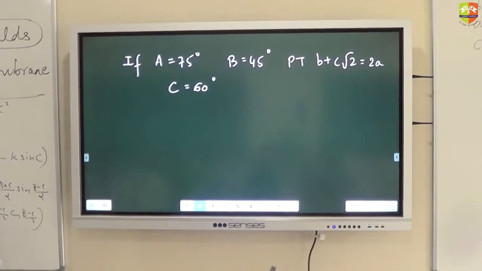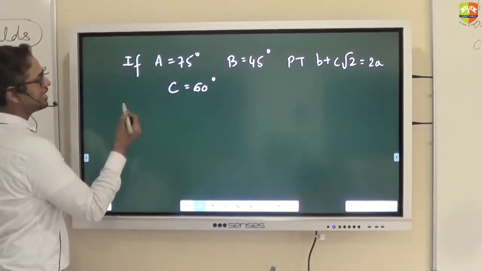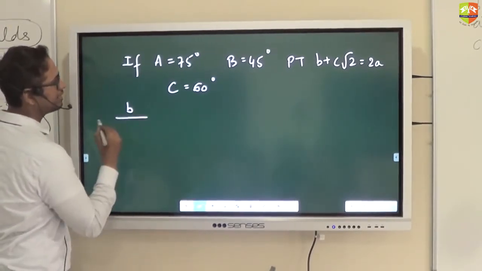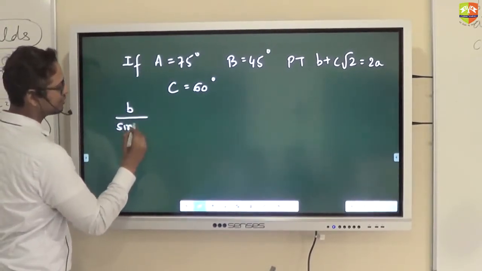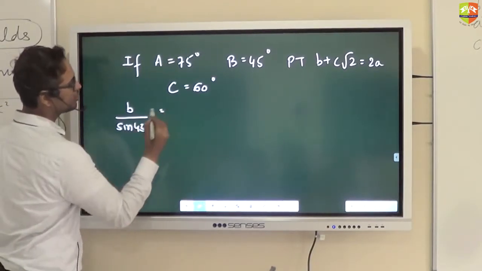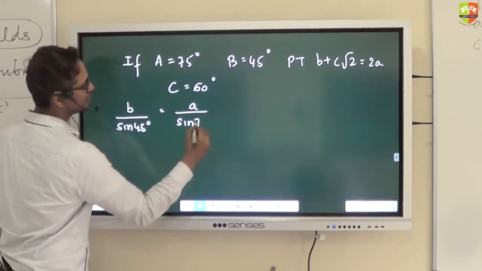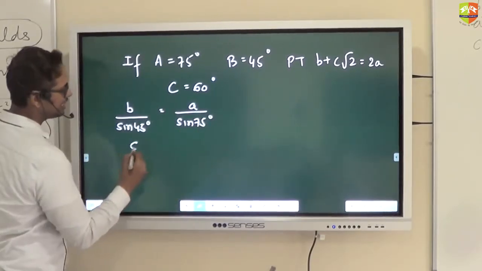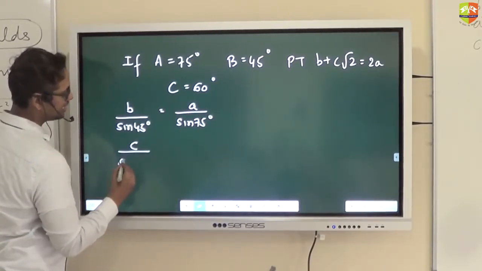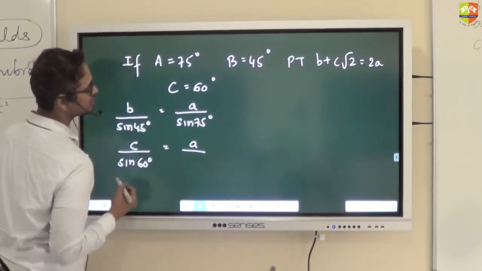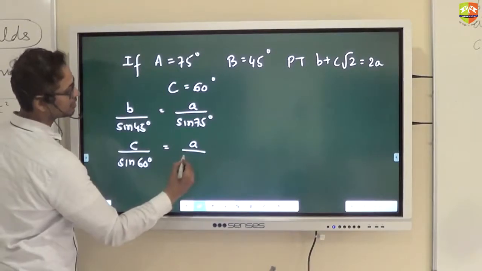So angle C is going to be 60 degrees, correct? So B by sine B, which is sine 45, is equal to A by sine 75. Similarly, C by sine 60 is equal to A by sine 75.